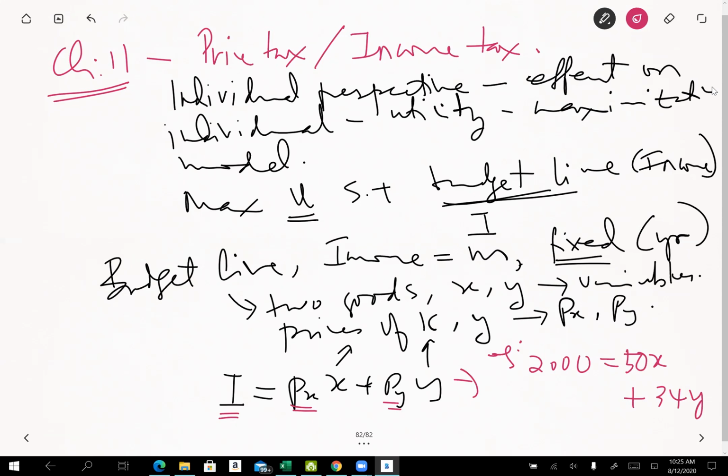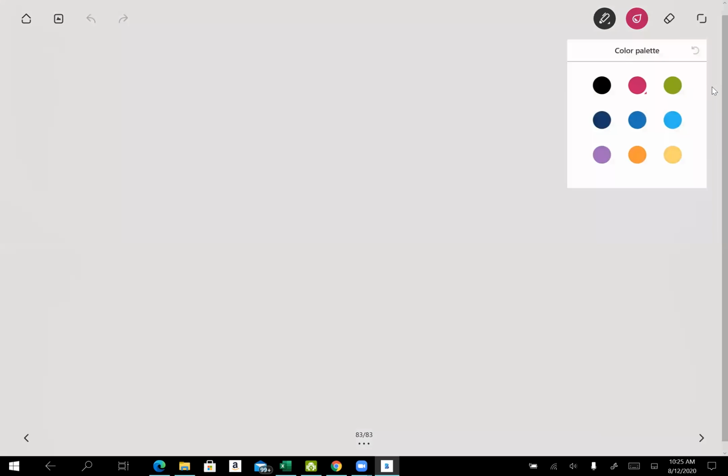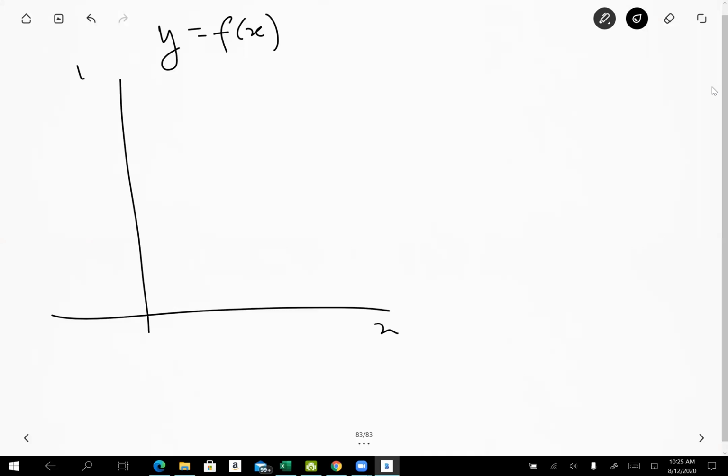All right. Now this budget line, how does it look like? When you draw the graph of the budget line, since there are two variables, X and Y, you have Y as a function of X. So that would be our budget line. And then the graph would be like this. Okay, this is X, this is Y. So that is the zero. Then you look at the budget line again.